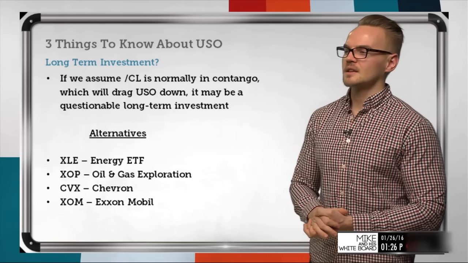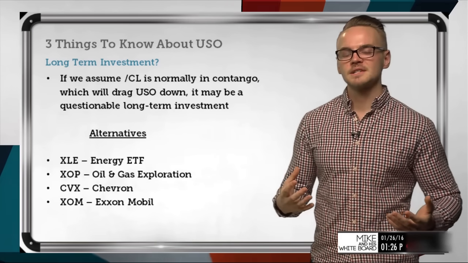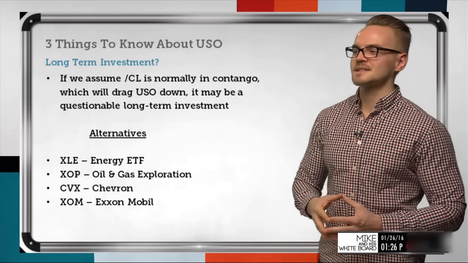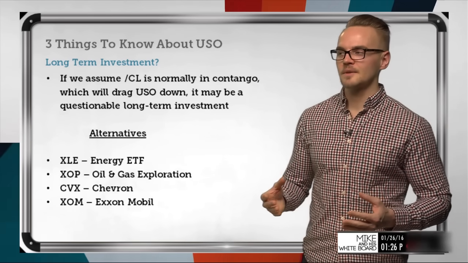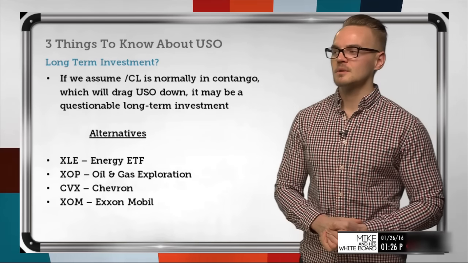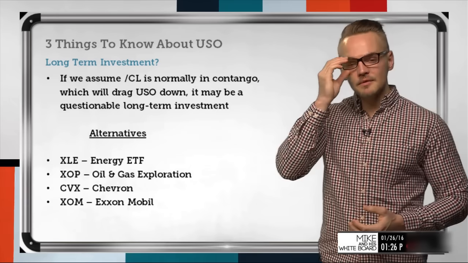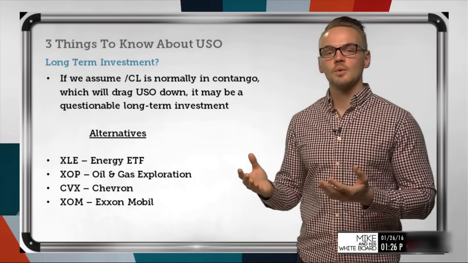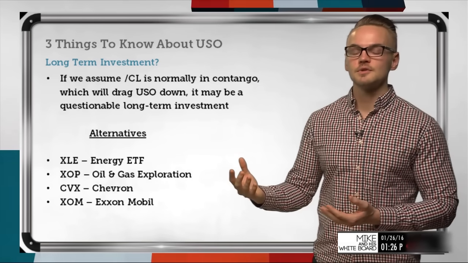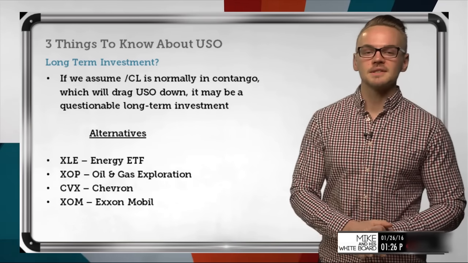So, long-term investment. Could USO be a good long-term investment? If we assume that CL is normally in contango, which would drag USO down, it may be a questionable long-term investment. So this is something to consider. Maybe if you didn't understand what USO was made up of, or that it was based on futures and constantly balancing those futures, it might be easy to overlook these things.